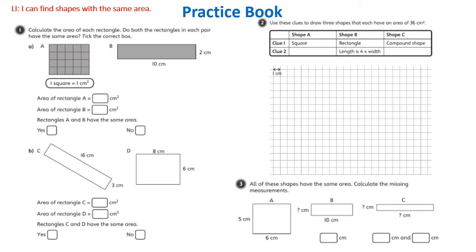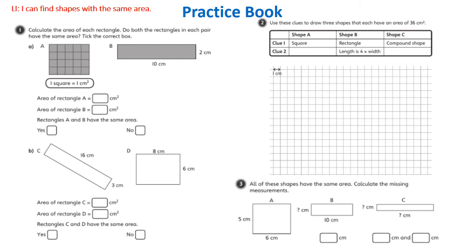In B, that one's still a rectangle, but it's on its side. So we need to do 16 times 3, and then we need to do 8 times 6. Is it the same?